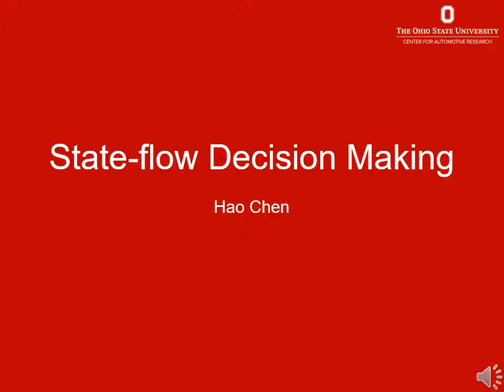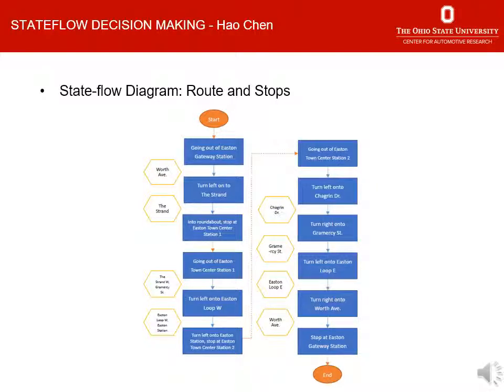I'm Hao, and I'm going to introduce to you the state flow decision making of the vehicle. The first state flow diagram covers the roads and the stops, which are the critical checkpoints for the bus. Turnings or stops may be required at these checkpoints.